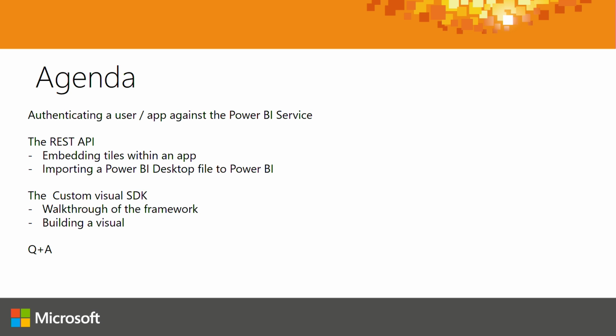Now, an agenda for today. What we're going to go through first is using the REST API. I'll show you what it looks like, and I'll show you the awesome documentation we have. Then I'll show you embedding tiles within an app. I wanted to get a live demo of importing a Power BI desktop file to Power BI, but I did not have the time. But I do have a code sample for you. And then we'll go through the custom visual SDK, a walkthrough of the framework, how it's built out, so if you do want to get into that, you can. And then I don't know if we'll get through building a visual, but we'll go through mine.